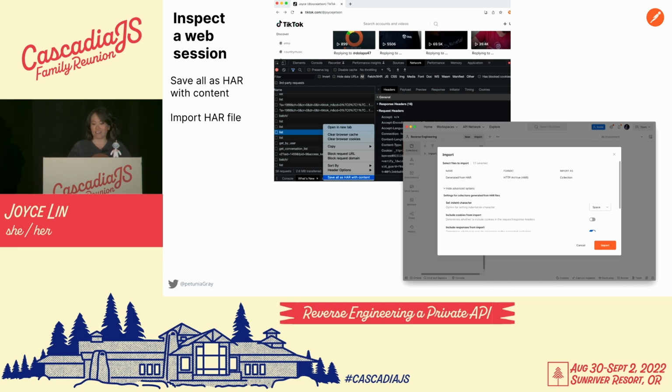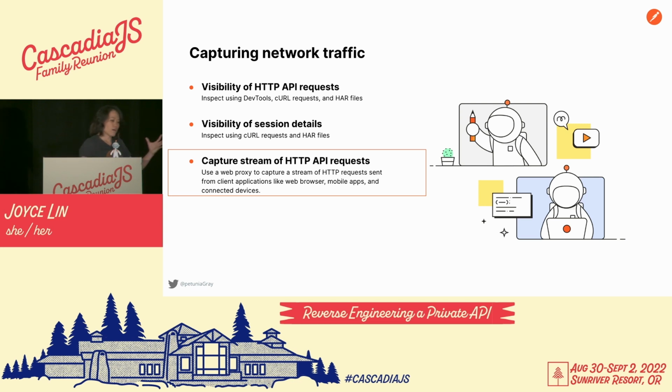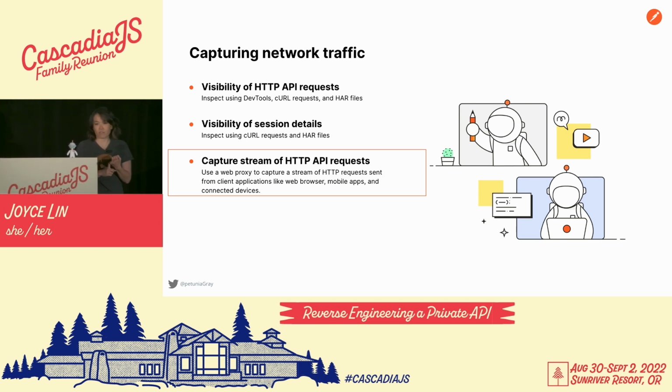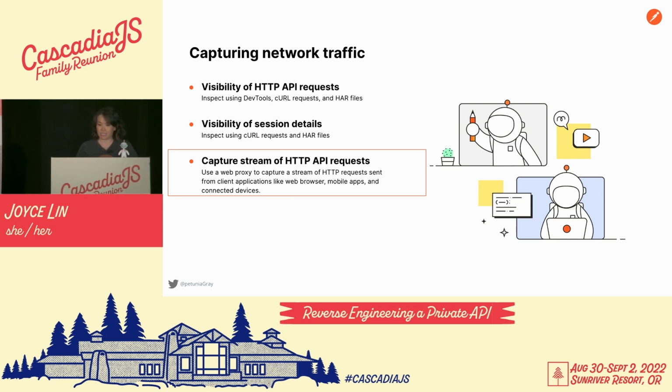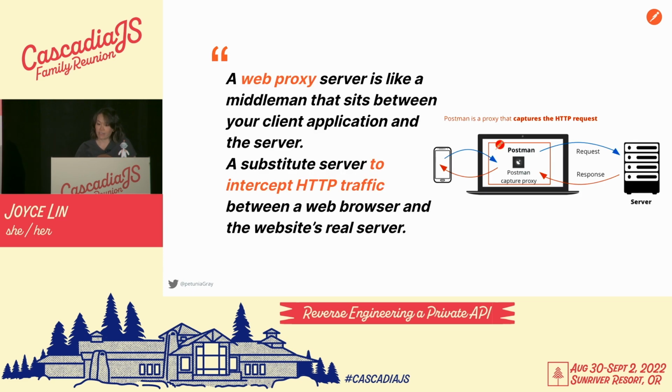Okay, so this is save content as HAR file. So we took a look at an API, an individual API call. We took a look at a session. But now let's start streaming all the API requests. And we can inspect traffic coming from client apps like a web browser. We were just looking at TikTok.com. Mobile apps, we can look at the TikTok app. And any kind of connected devices.